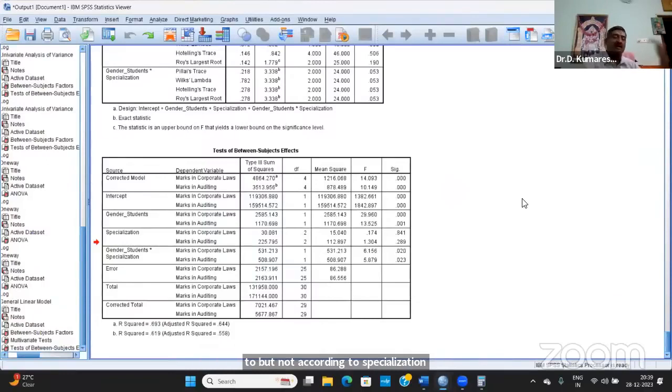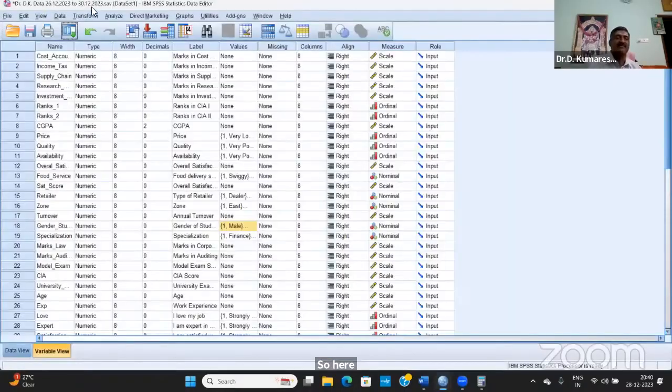Again, they are varying according to gender and specialization. Marks in auditing also varied significantly according to gender, but not according to specialization. That's all. So here also, if you prefer, you can check the means.